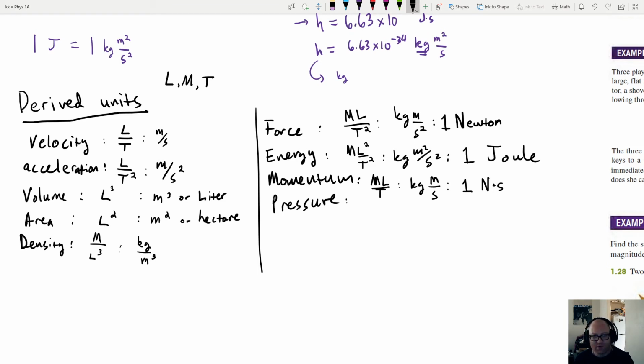So Planck's constant is kilogram meters squared over seconds. To get a Newton out of that, the Newton would be kilogram meter over second squared. So you need to have a Newton times a meter times a second. That should work, right? Eliminate one of the seconds, yeah.